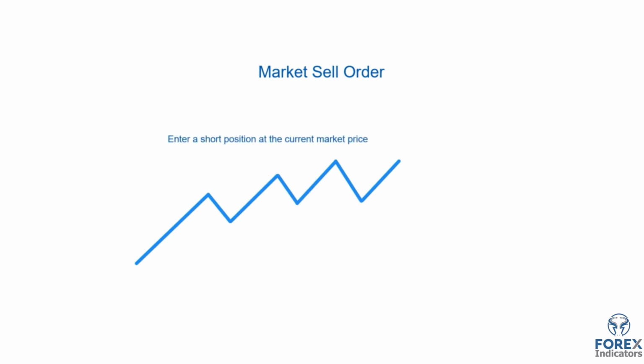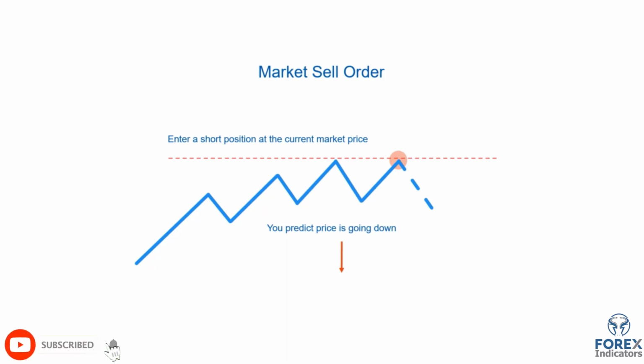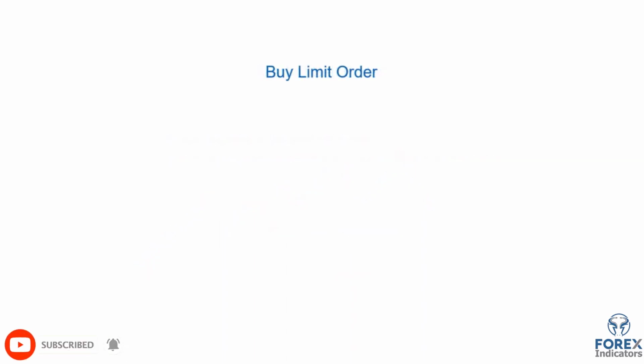Let's now take a look at a market sell order. In the example that we can see on the screen, we have an upward trending market. However, this time we believe that the market is coming down, so you place a sell market order to take a short position. Let's now take a look at buy limit and sell limit orders.